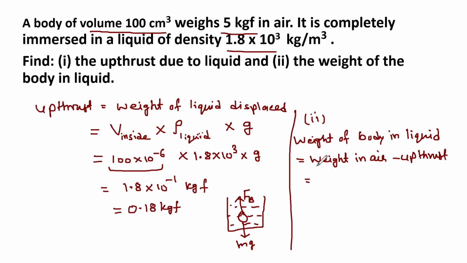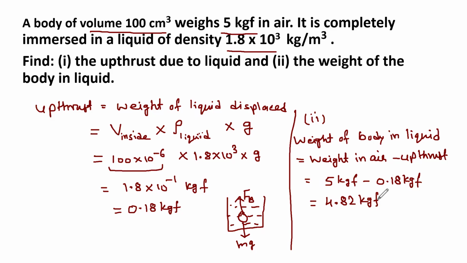Okay. So here weight in air is 5 kgf. So 5 kgf minus upthrust, 0.18 kgf, so the weight of the body in liquid will be 4.82 kilogram force. This kilogram force you can convert into Newton as well by multiplying it with the value of g. Here you can take g as 9.8 to convert this into Newton.